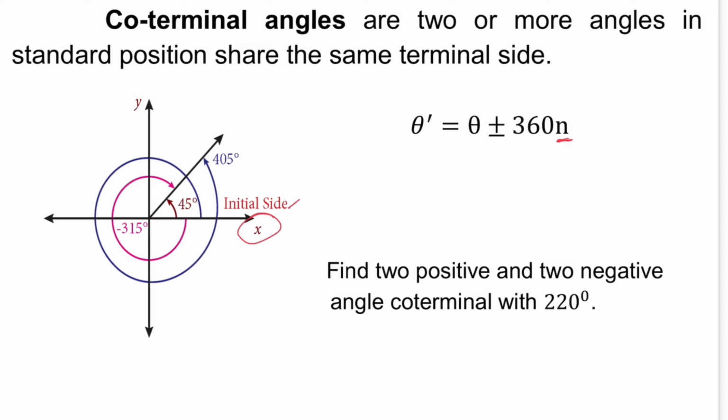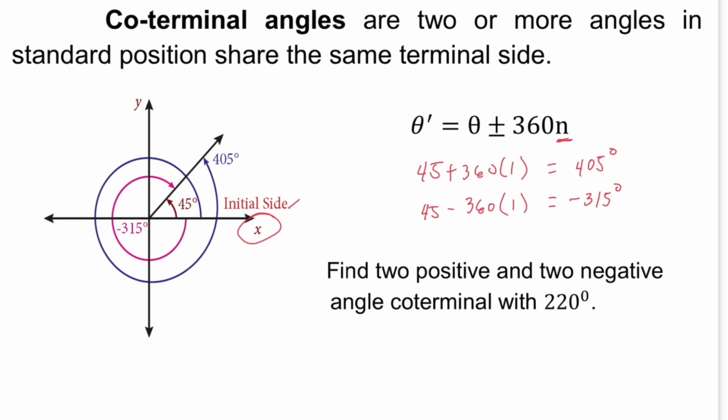So, meron tayong given dito based on the figure is 45. So, kung kukuha tayo ng positive, so magkakaroon tayo dito ng 45 plus 360 degrees. Tapos, 1 revolution lang siya. Kaya magkakaroon tayo ng 45 plus 360 is 405 degrees. Kung negative naman siya, this will be 45 minus 360 times 1. This will be equal to negative 315 degrees. So, yan yung isang revolution lang. So, isang positive at saka isang negative.